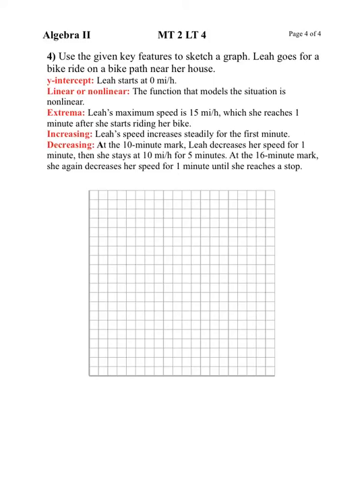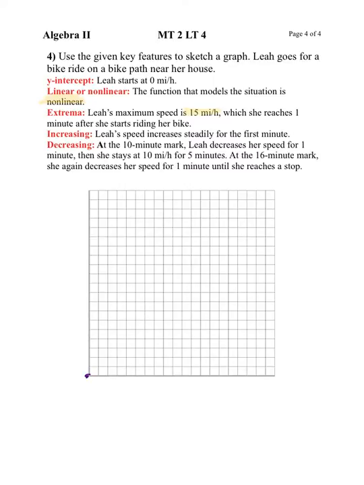On question number 4, we have a story we're going to tell through a graph. We want to use the key features for Leah going on a bike ride on a bike path near her house. We know the y-intercept is 0, so I'm going to put a point at 0. The function that models the situation is nonlinear, so it's not going to be a straight line. We know that much, but we know it's going to have some curves in it.